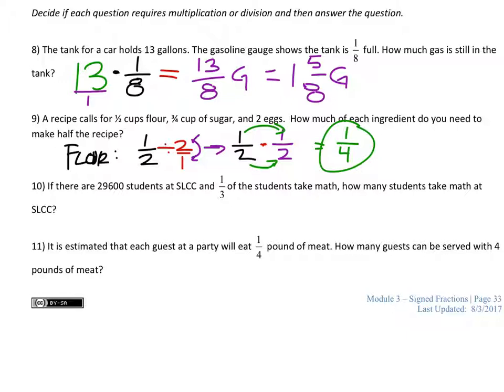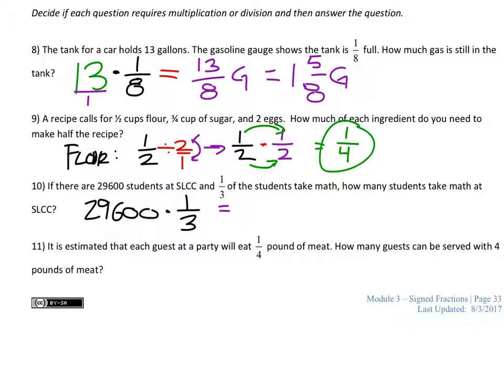If there are 29,600 students at SLIC and 1/3 of the students take math, how many students take math at SLIC? All right, well, we got this 29,600. And this one's kind of like number 8, 1/3 of those. So we're going to multiply this by 1/3. And it doesn't appear that that will be simplifiable, so I'll just do this on my calculator to find that decimal.